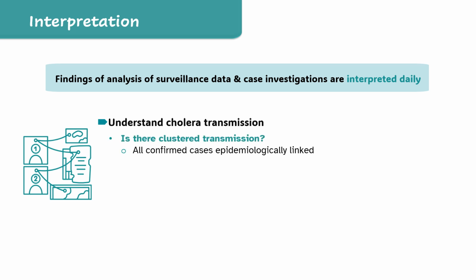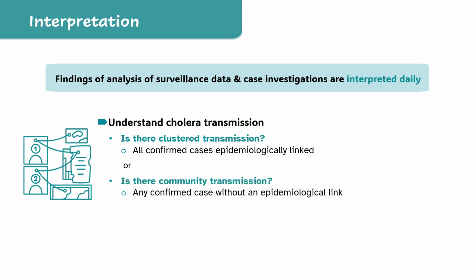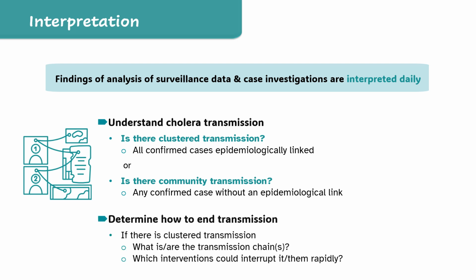Is there still clustered transmission, meaning that all confirmed cases have epidemiological links, or has transmission in the community started to occur? If there is still clustered transmission, how can it be ended? Considering the nature of the epidemiological links, which interventions would interrupt transmission rapidly and effectively?